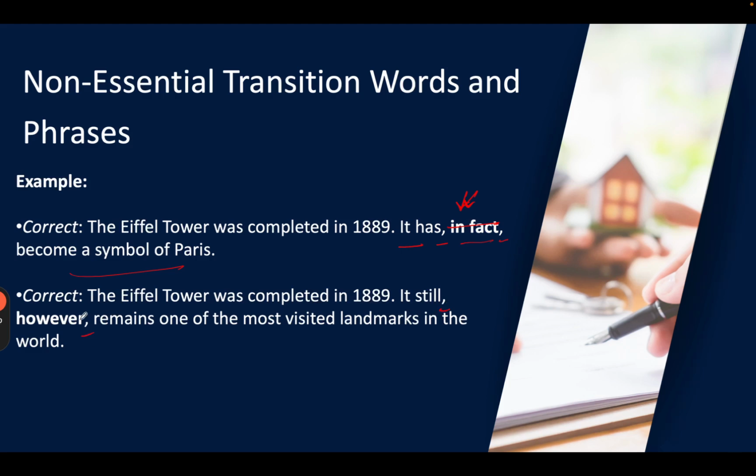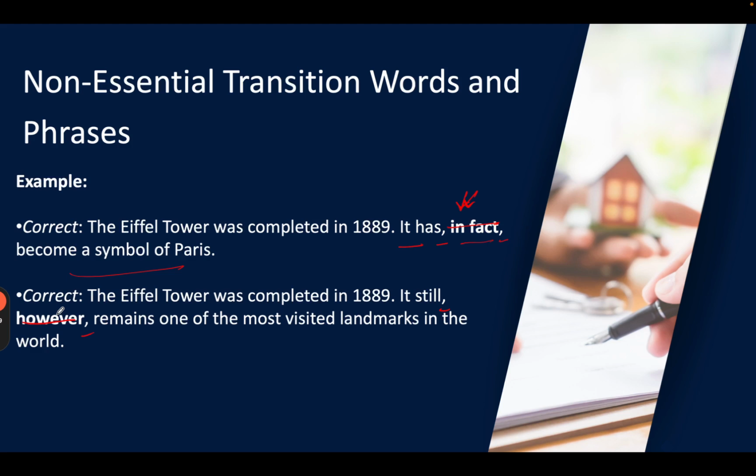remains one of the most visited landmarks in the world. Now, in this case, I have "however" in between two commas, so let me remove this and read the sentence. It still remains one of the most visited landmarks in the world. It makes complete grammatical sense, which means "however" is correctly placed in between two commas.